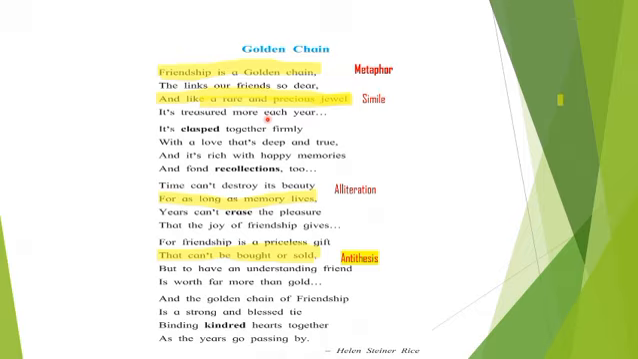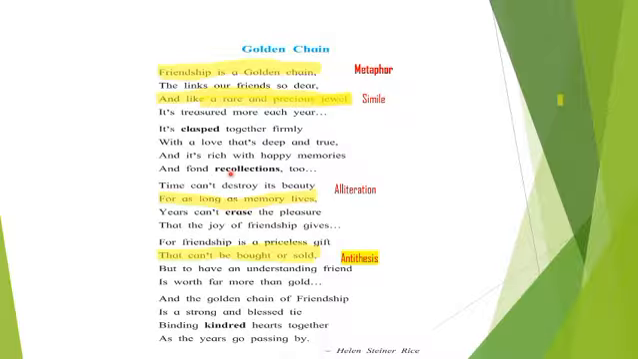See the third line of the same stanza. See the yellow line. And like a rare and precious jewel. Again, I repeat the same line. And like a rare and precious jewel. In this line, friendship is directly compared to the precious jewel, so it is a simile.